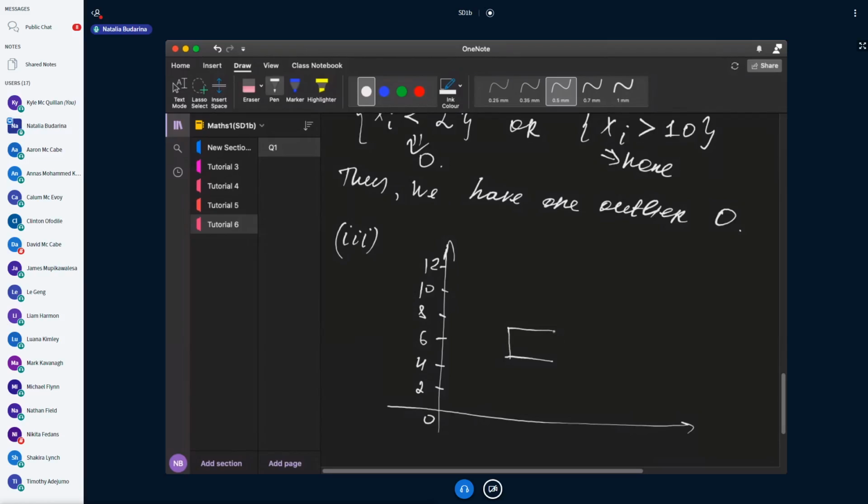Okay, and the median is 6, Q2. So this is easy. So this is Q1, Q2, and Q3. Now, because I have one outlier, 0 will be here. Yes, 0 will be here.